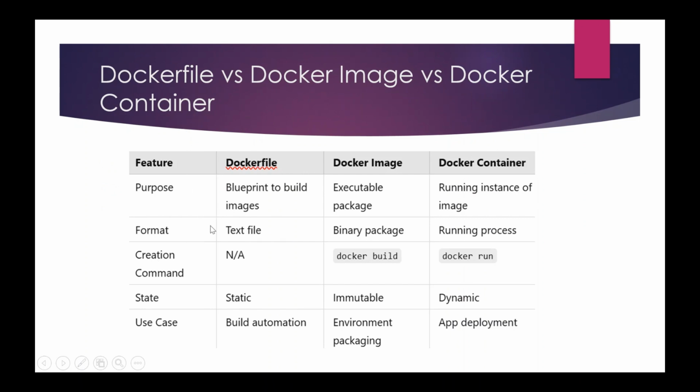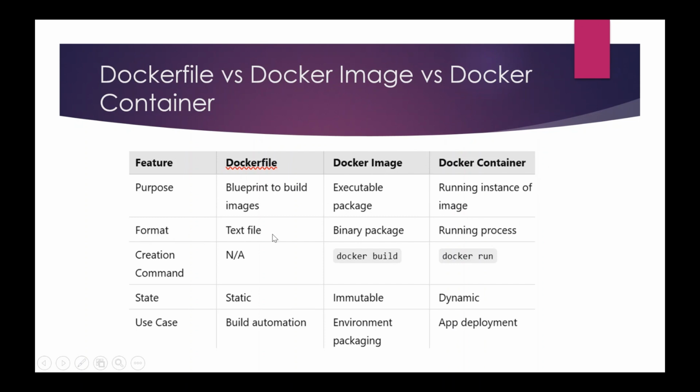Let's understand about it. The first feature is purpose. Generally, we create a Dockerfile, and this is the blueprint to build the images. We write all the instructions inside the Dockerfile. A Docker image is just the executable package which is built with the Dockerfile. And a Docker container is a running instance of the image. Once you have this image ready, you can use this same image to spin up the Docker container with the docker run command.